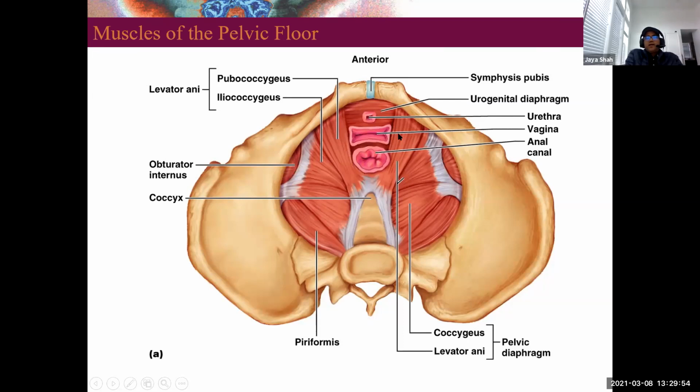Okay, and there is another muscle. This is the urogenital diaphragm here, and there is a circular muscle around the urethral opening, and that is called the urethral sphincter. Okay, so in females, due to multiple pregnancies, a lot of pregnancies, and hormones during pregnancy time, progesterone, they make these muscles very lax, weak.